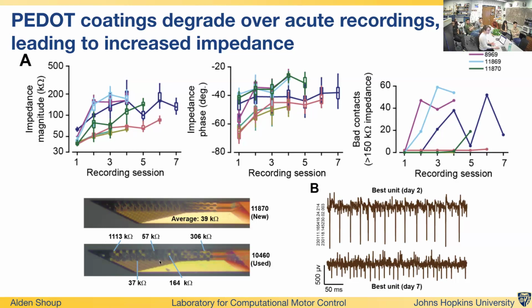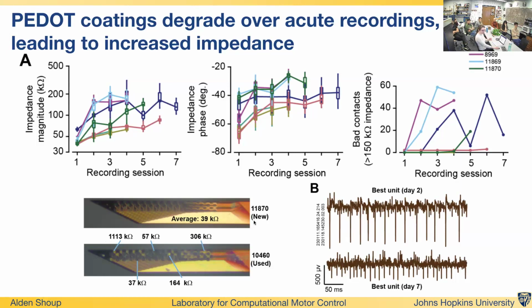And then in addition to that, you can have some darker ones. You can see here that these darker contacts are 37 kiloohms. You have this medium light one over here that's 164 kiloohms. And so it seems to us that the fidelity of the coating is directly related to its impedance measurement.